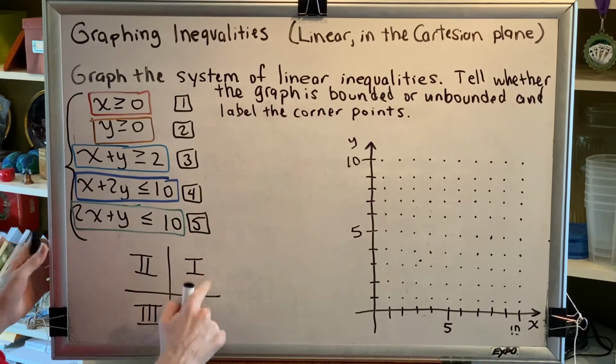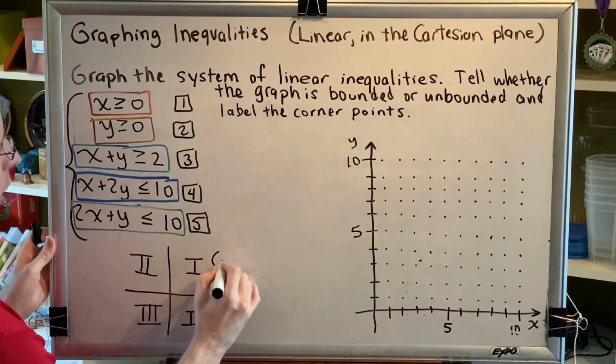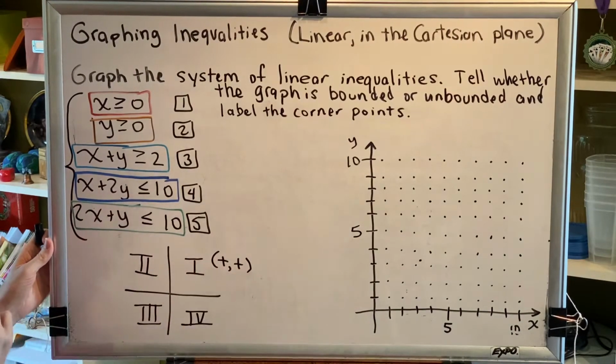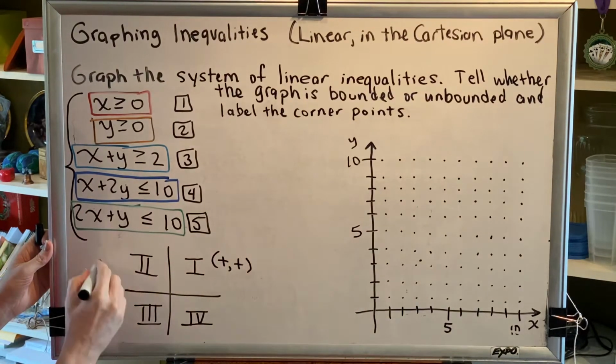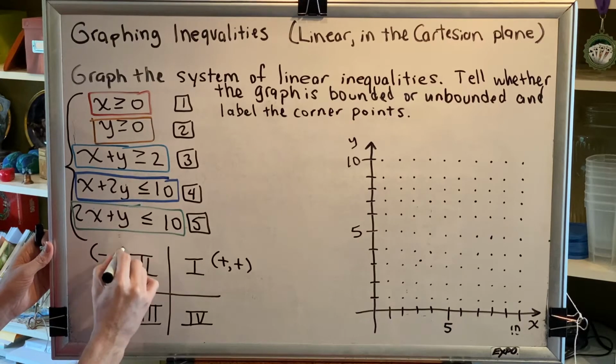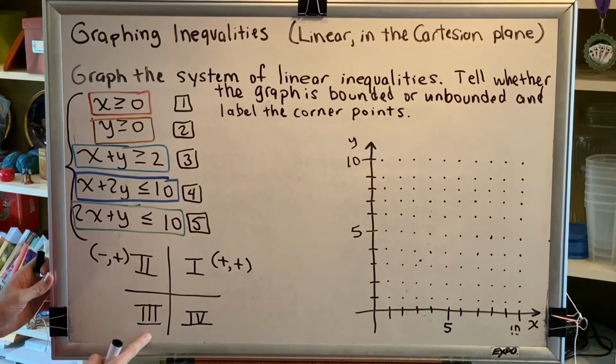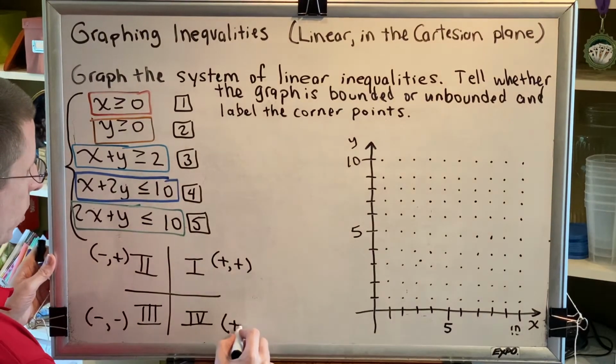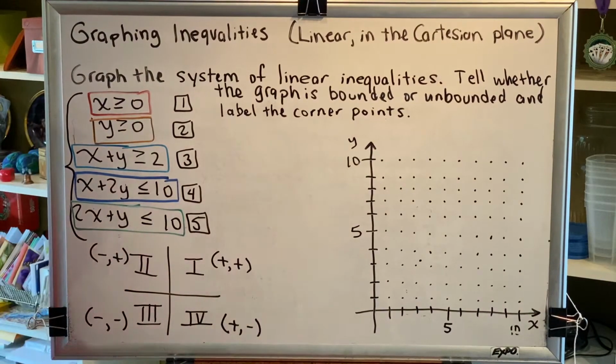One of the characteristics of quadrant 1 is that all of the coordinates are positive. The x's are positive and the y's are positive. One of the characteristics of quadrant 2 is that the x's are negative, but the y's are positive. One of the characteristics of quadrant 3 is that both coordinates are negative. And in quadrant 4, the x's are positive, but the y's are negative.